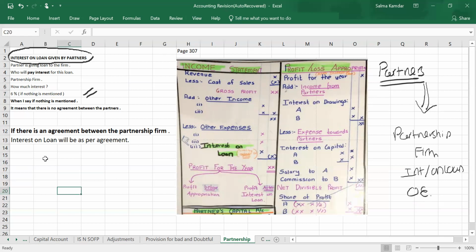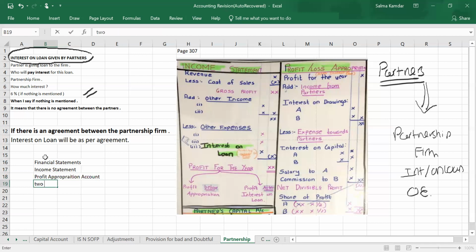In partnership account, tell me the financial statements that you will make. In the partnership account, you make the income statement, profit and loss appropriation account, capital account, current account, and balance sheet.